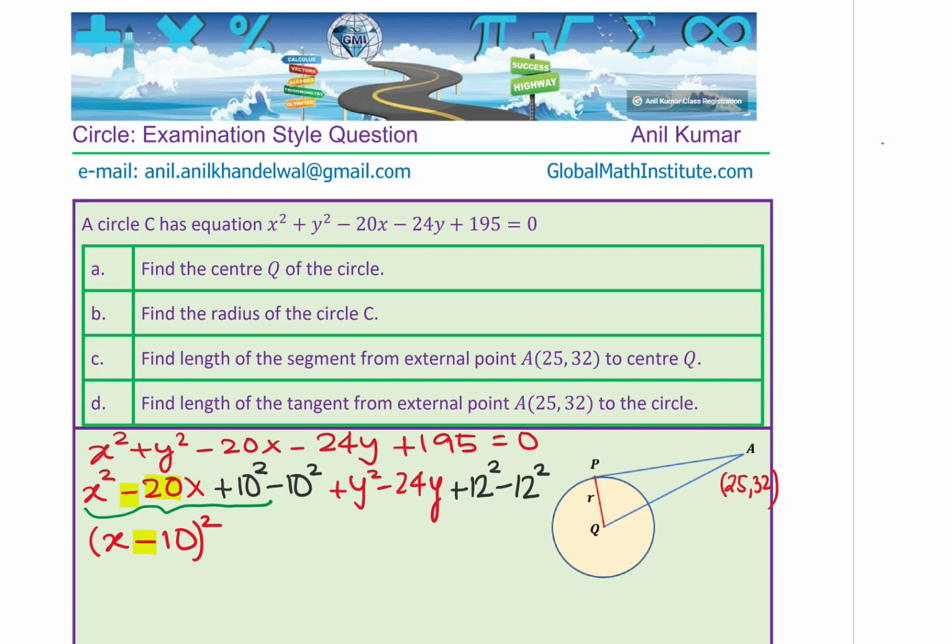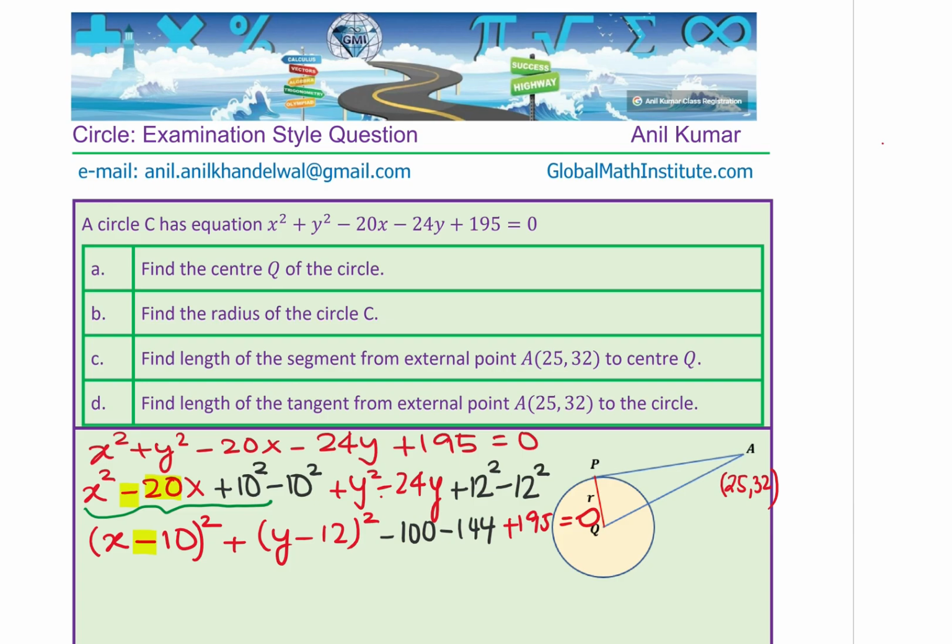We'll add and subtract 12 square, and then we can complete this square also, correct? So we get y minus, because this sign is minus, 12 whole square. Now by adding and subtracting these numbers, as you can see, we do have minus 10 square. So let me write that as minus 100, and minus 12 square, which is minus 144, correct? And we already have plus 195 equals to 0. So that is now our equation.